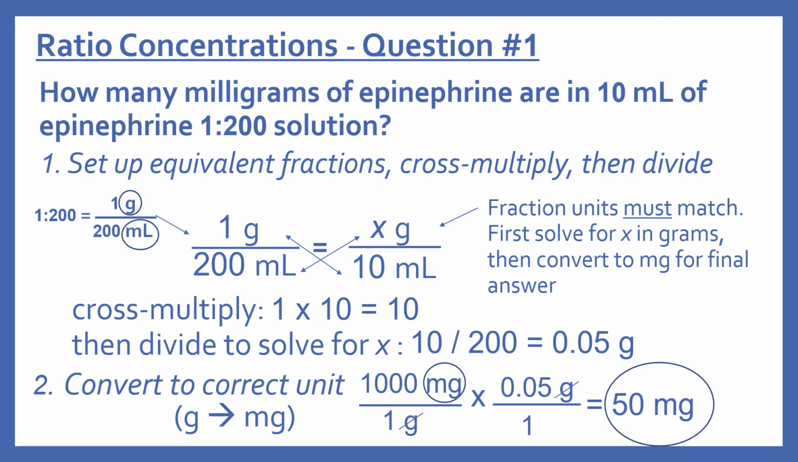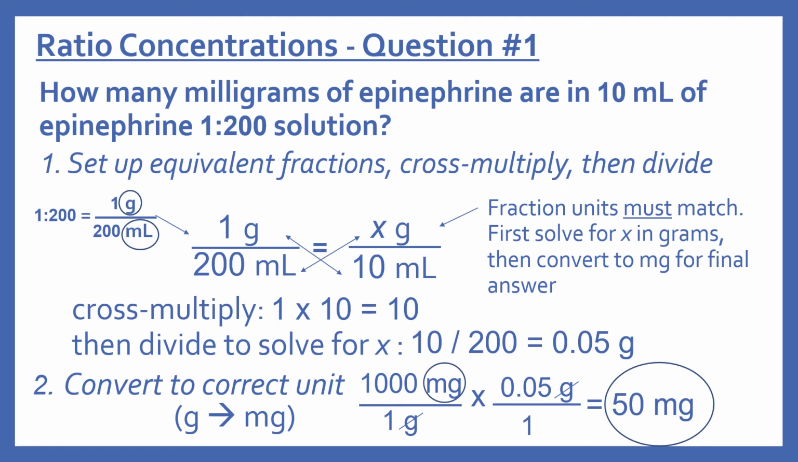Remember, we are solving for milligrams here, but we have to set it for grams because our top numbers of the fractions have to match. Our top units of the fractions have to match, and our bottom units of the fractions have to match. So we'll first solve for the x in grams, and then we'll convert it to milligrams.